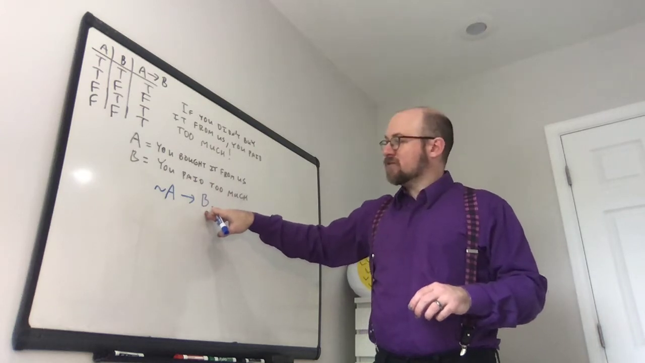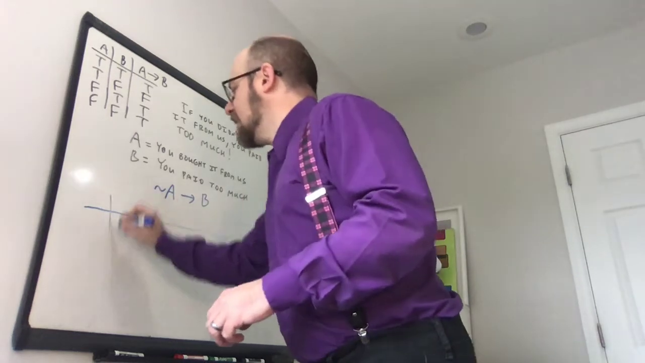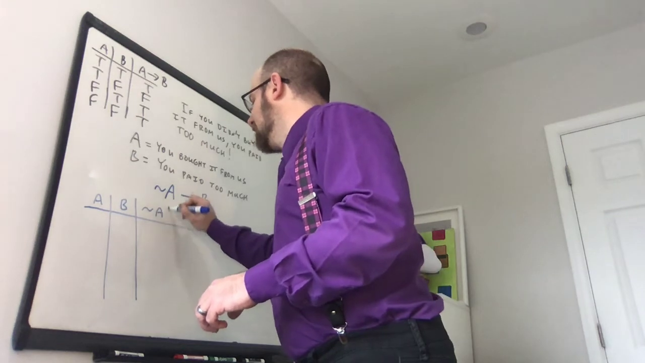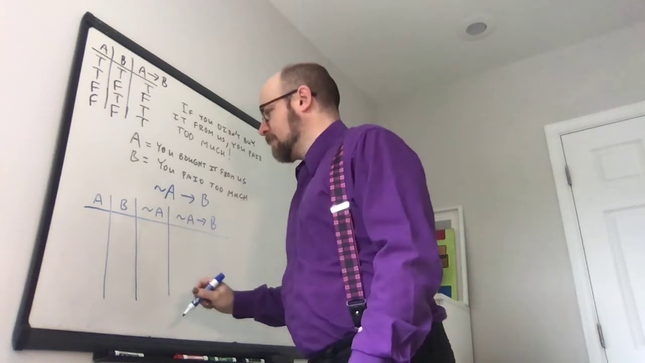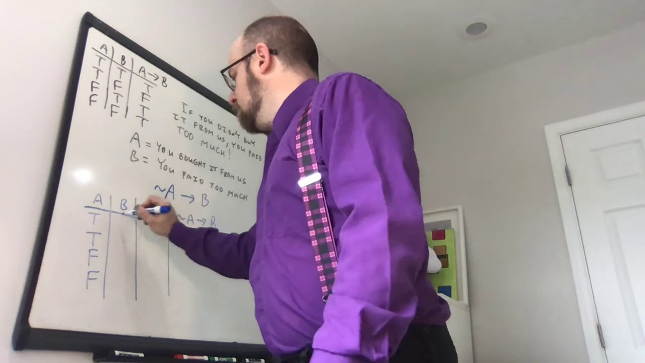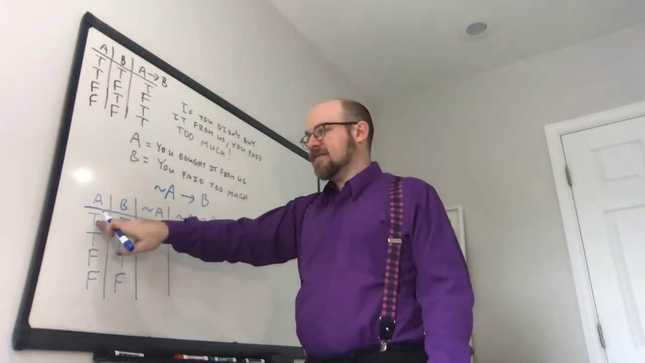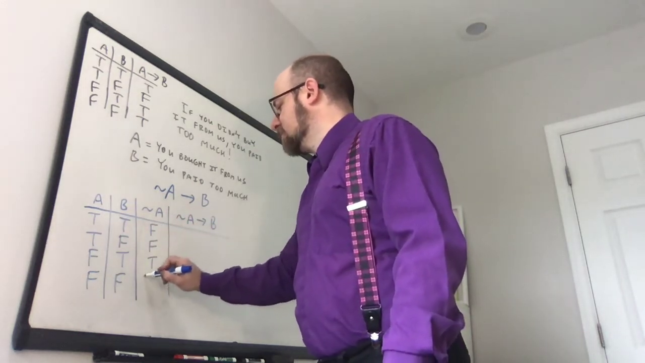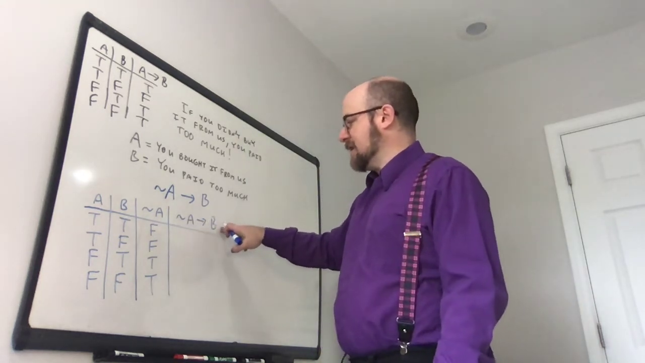Okay? So let's look at what the truth table for that looks like. We're going to set up our truth table. We've got A and B. We're going to need not A, and then that's going to let us do not A implies B. So A is either true or false. B is either true or false. Not A is the opposite of A. So if A is true, not A is false. And so now let's look at not A implies B.